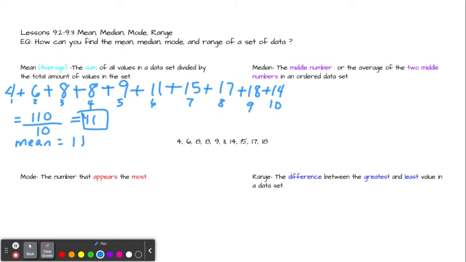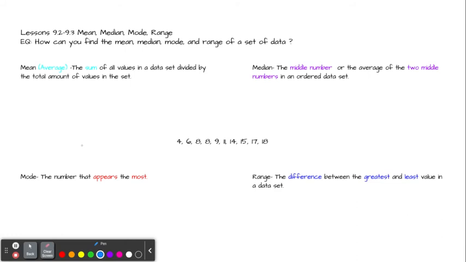Okay, I'm going to erase that so we can do median. So if we look at our data set, it says the middle number or the average of the two middle numbers in an ordered set. So when we say ordered, we mean in order from least to greatest. And our data set is already in order from least to greatest. So let's find out what the middle number is. I like doing this method of just going from the ends until I get to the middle. Now, there's not one number in the middle, there's two numbers in the middle. And remember, our notes say that it is the average of the two middle numbers.